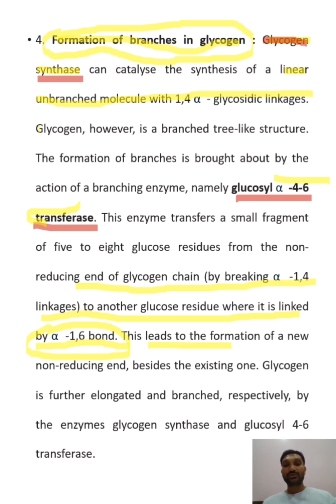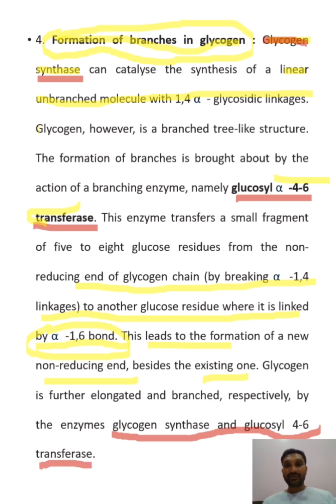This leads to the formation of a new reducing end beside the existing one. So two ends can be formed. Next, glycogen is further elongated. Glycogen is elongated and branched, respectively, by the enzymes glycogen synthase and glucosyl 4,6 transferase. There are two enzymes involved in the formation of branches in glycogen.